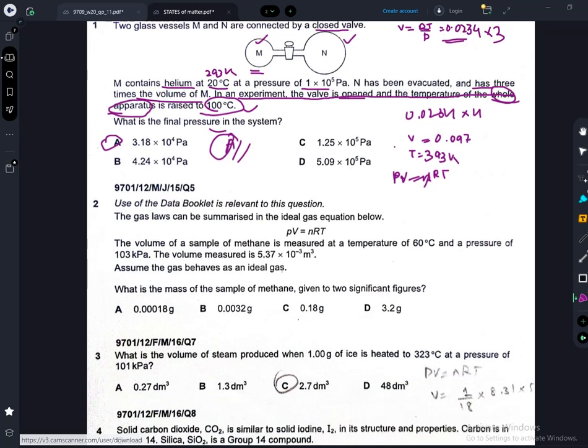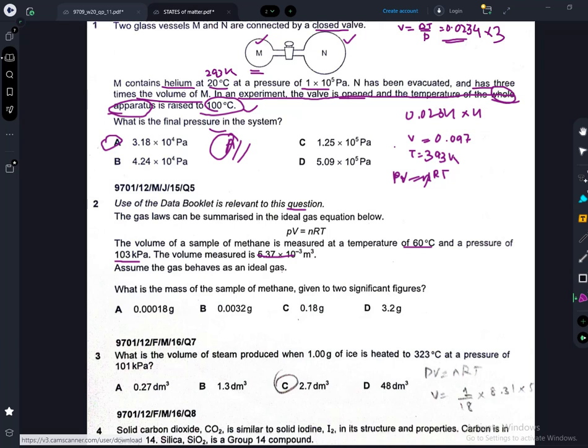Okay, so MCQ number 2, the use of the Data Booklet is relevant to this question. The gas laws can be summarized in the ideal gas equation below: PV is equal to nRT. We all know this. The volume of a sample of methane is measured at a temperature of 60 degrees C and a pressure of 103 kilopascal. That's almost the atmospheric pressure. The volume measured is 5.37 times 10 raised to power minus 3. What is the mass of the sample of methane?